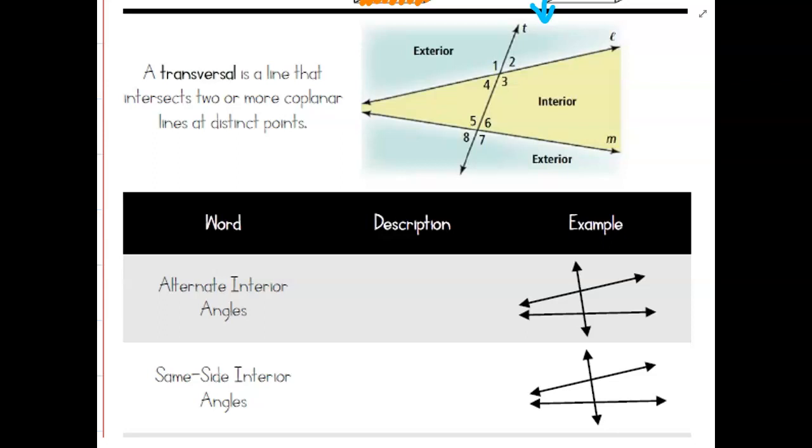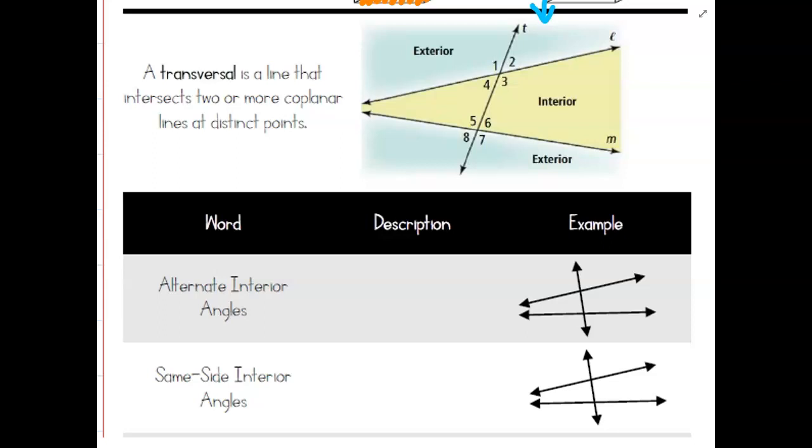So the next big idea, which is going to be a huge idea through the whole chapter, is what a transversal is. A transversal is a line that intersects two or more coplanar lines. So you have these two lines here, and you have a line that intersects both of them. The line that intersects these is called the transversal. Now, when you have two lines that are intersected by a transversal, you have 8 angles. We can have a ton of different ways to classify all of these angles.